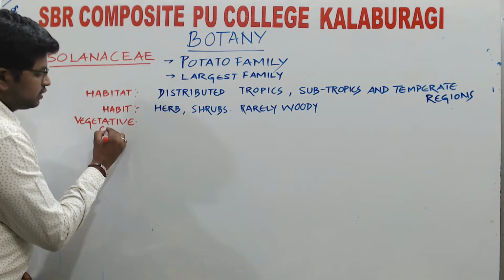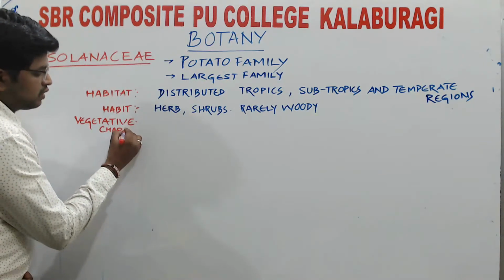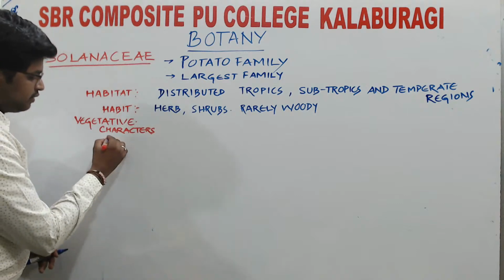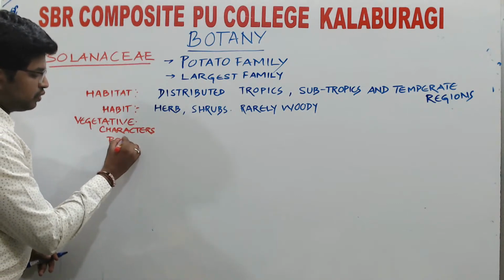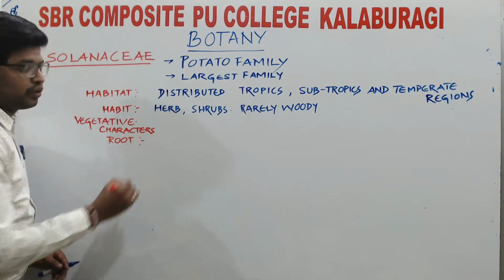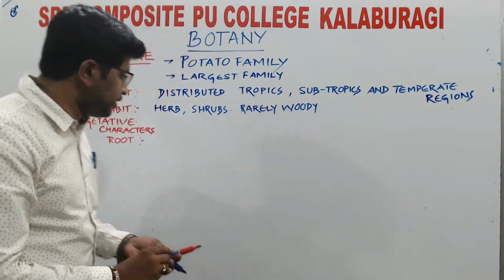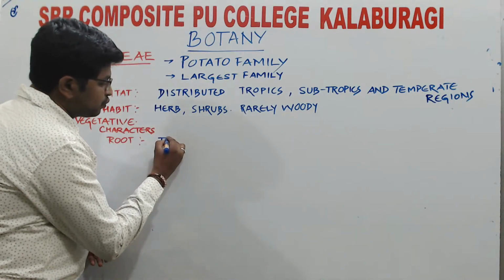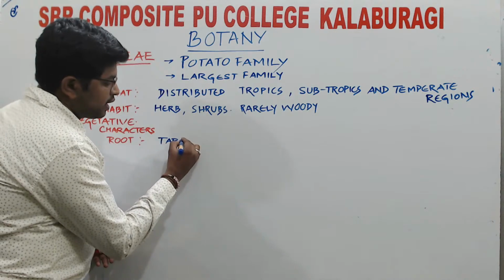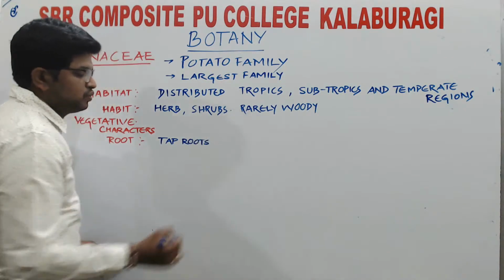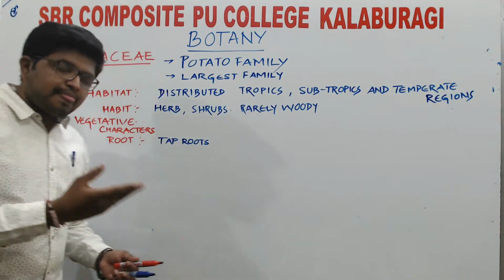Vegetative characters. So what are the vegetative characters? Yesterday I said the first one is root. What kind of root will you find in the members of the Solanaceae family? Generally, you will find the tap root system. Remember that.